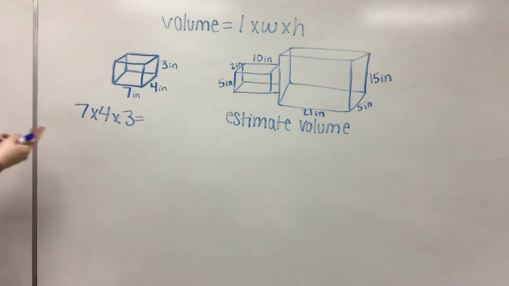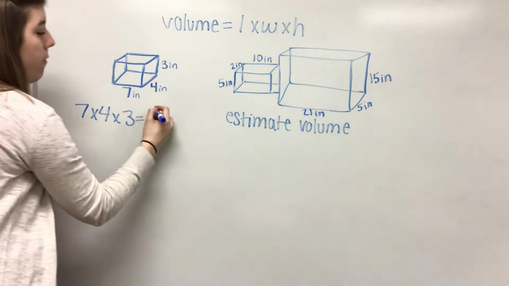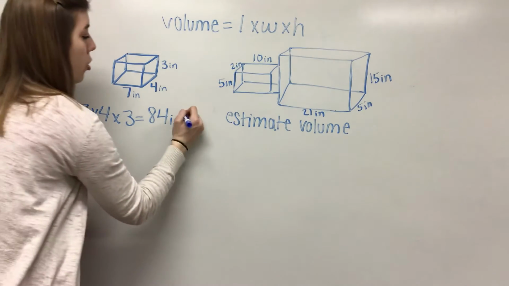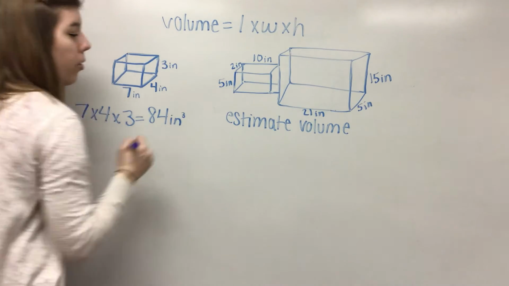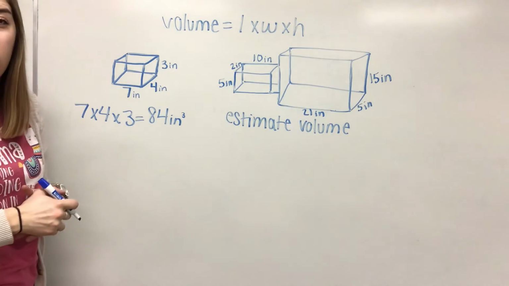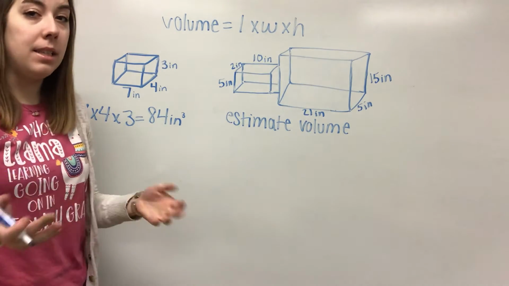Okay, so you could do those two at a time. 7 times 4 is 28. 28 times 3 is 84. Our unit is inches, and this is a three-dimensional measure, so we put that as cubed with that little 3 to indicate that, okay? Sometimes though, when we're solving for volume of a shape, we might need to estimate.